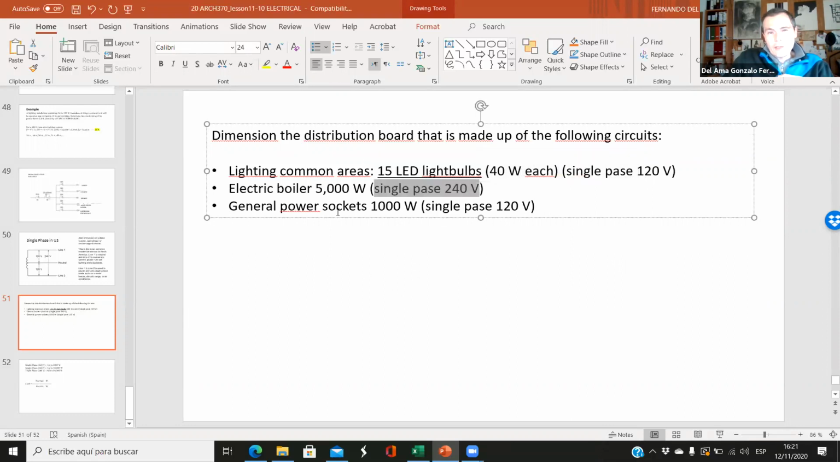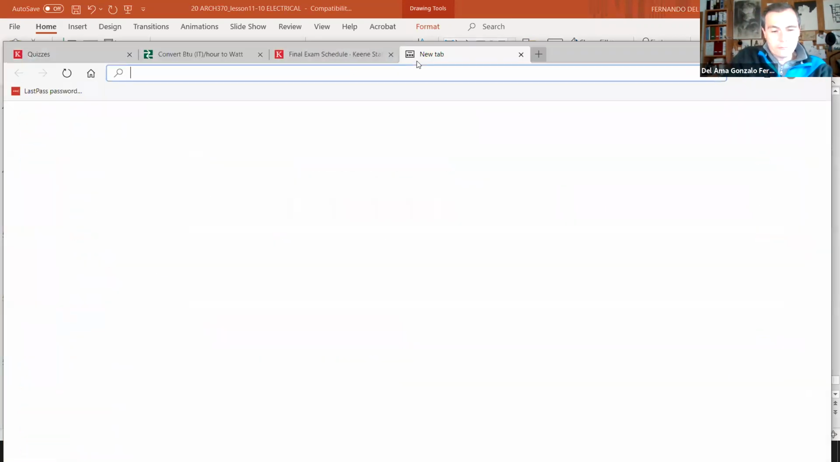And then we have general power sockets. We calculate that the total power of these sockets is around 1000 watts. So we need a single phase circuit with 120 volts. How do I know this? Well, I need to know the appliances. Imagine that we are working with the sockets of the computer lab. What is the electric power of a computer? Good question, but I'm sure we can find out.